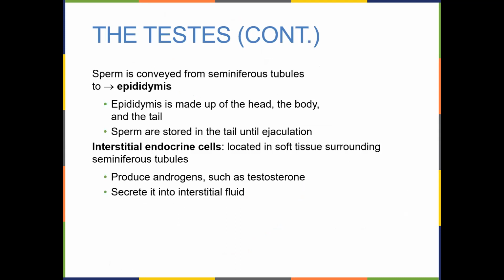So sperm production takes place inside the spermatogonia, leading to the middle of the seminiferous tubule. Once the immature sperm cells are produced in the seminiferous tubules, they are transported to the epididymis. And sperm cells, when they are mature, are stored in the tail of the epididymis prior to ejaculation.